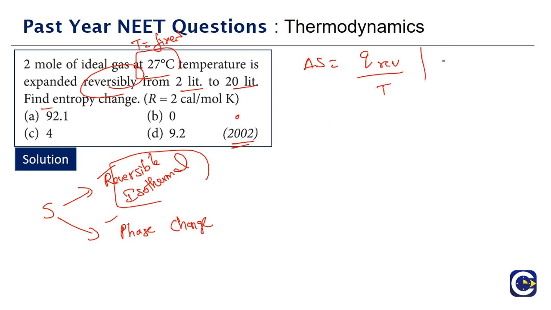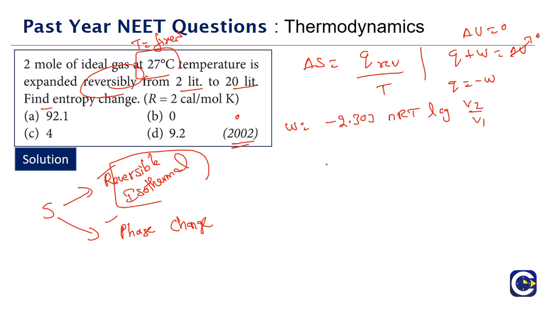Isothermal means, what is the first law concept? Isothermal means del U is 0, the change in internal energy is 0. So Q plus W is equal to del U, and del U being 0 means Q will be equal to minus W. In a reversible isothermal change, W is equal to minus 2.303 nRT log of V2 by V1. This is our W in a reversible isothermal change. So Q will be minus W, which is 2.303 nRT log of V2 by V1.